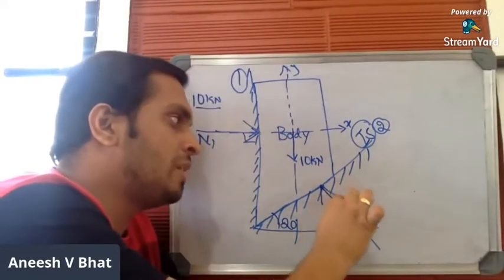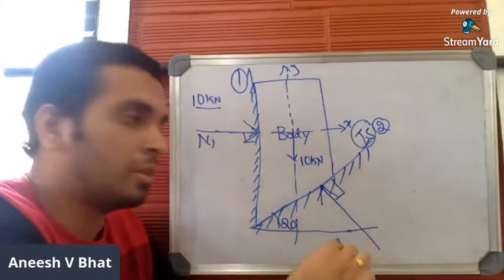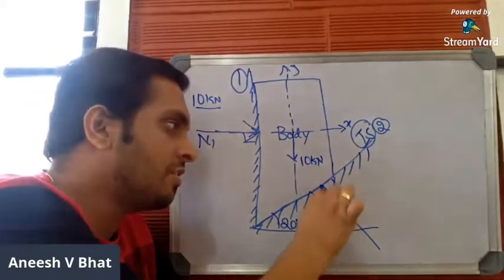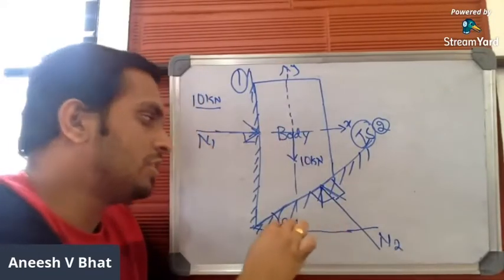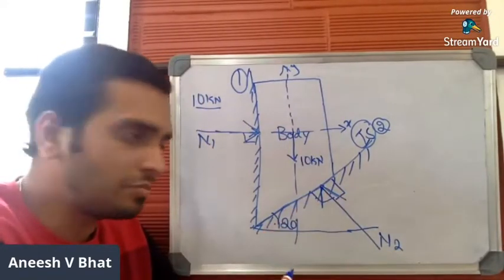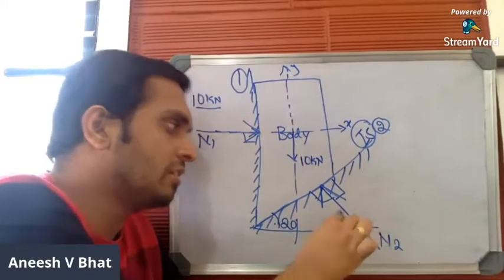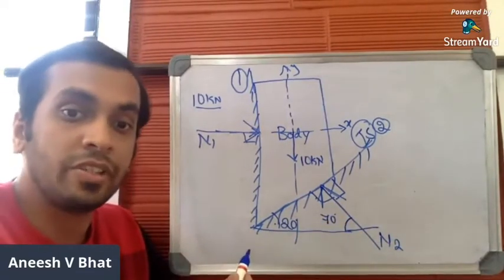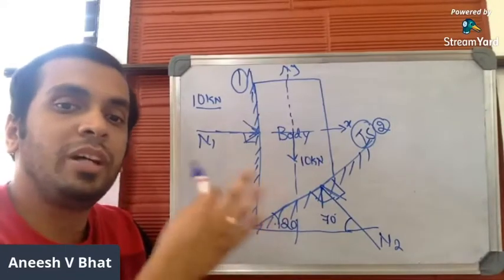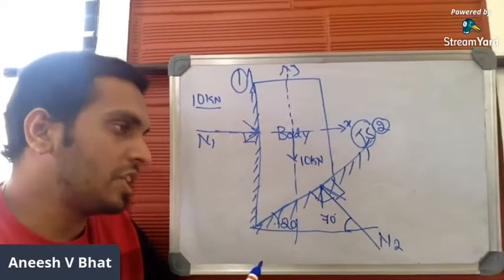N2 should also be perpendicular to the second surface, and directed towards the body. Let me mark this as N2. So this is 20, this is 90. So this angle should be 70. So you have marked the normal reactions, N1 and N2.